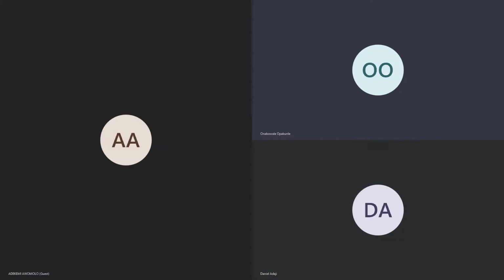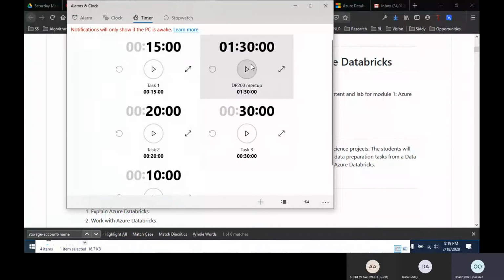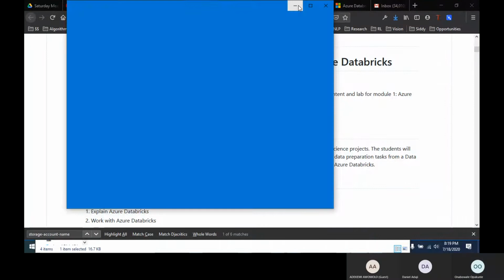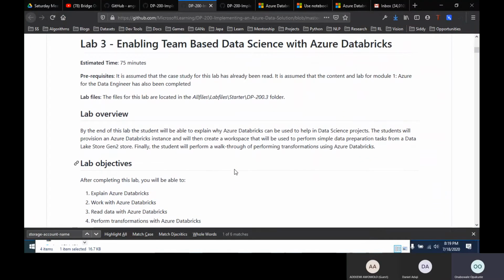Minutes. Okay, thank you. So this session is meant to last for 1 hour 30 minutes. So I'm going to start the time now. We're starting at 8:19. And the first task is 15 minutes. So I'm starting this one too, so we can keep track of time. All right. So this is meant to last 75 minutes, right? So we'll see how far we can go.